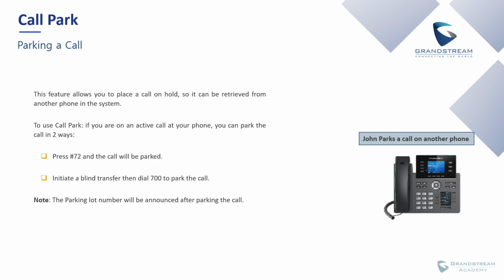In order to park a call, users can do this operation in 2 different ways, either using the feature code #key72 during the call and it will be parked in the first available spot, or you can perform a blind transfer of that call to extension 700 to park the call. The number that will be used to retrieve the call, which we call the parking lot number, is actually announced right after parking the call.